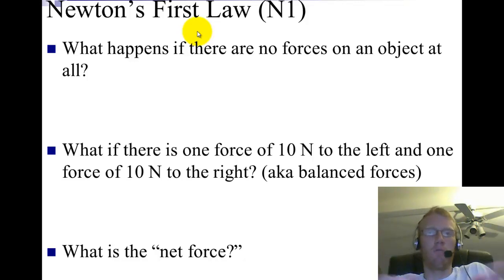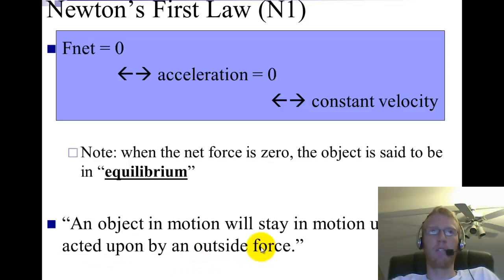That could be because there are no forces acting on it, or it could be because the forces acting on it all balance out. So if there's a 10 Newton force to the left, and there's also a 10 Newton force to the right, we would say these are balanced forces, and overall the net force is zero, even though there are still forces acting on it. So if the net force is zero, what happens to the object? Well, it turns out that if the net force is zero, the acceleration is zero, which means the object will not have an acceleration. It doesn't mean the object's not moving, it just means it's not accelerating.